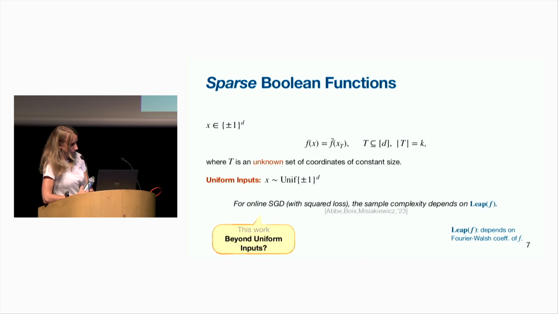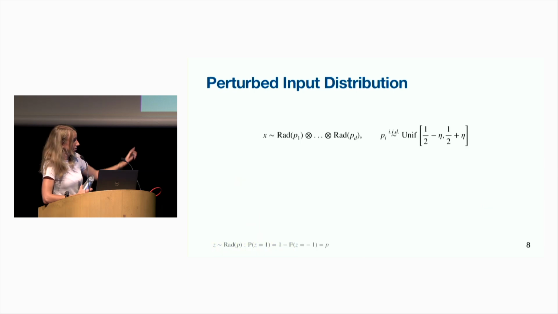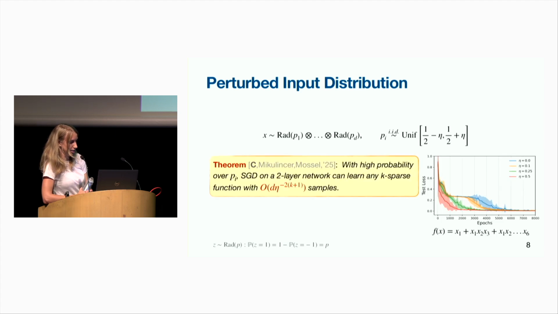And so we again consider a perturbation, again in terms of a shift of the first moment, by assuming that the coordinates are still ±1, but instead of being +1 with probability half, they are +1 with probability around half, by some standard deviation eta. And we can prove some guarantees that scale linearly in D and exponentially in eta.